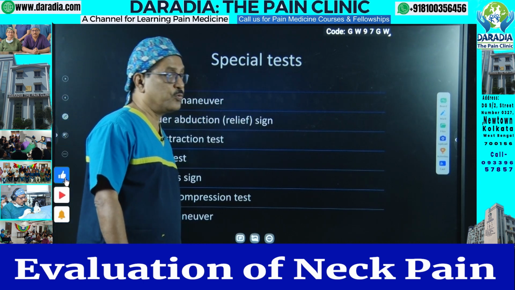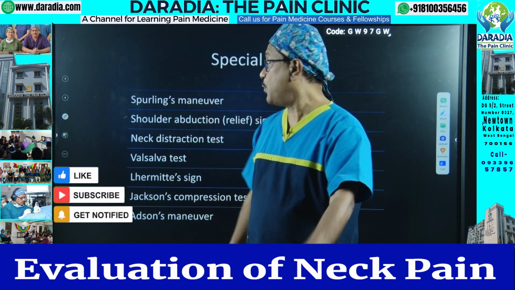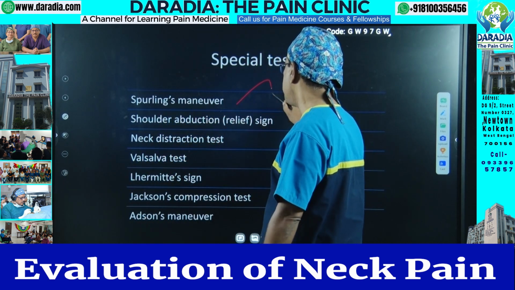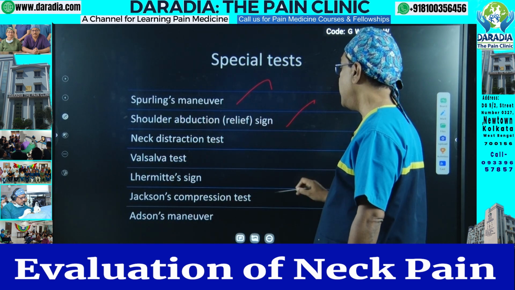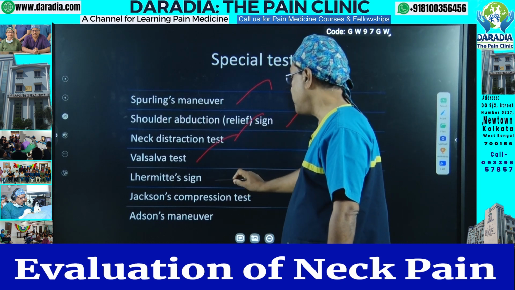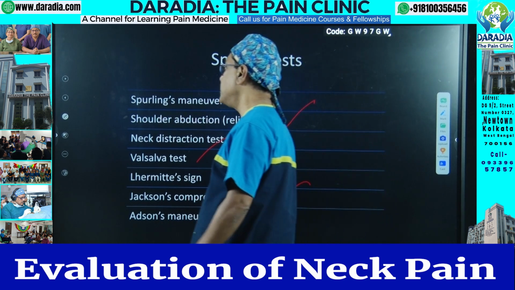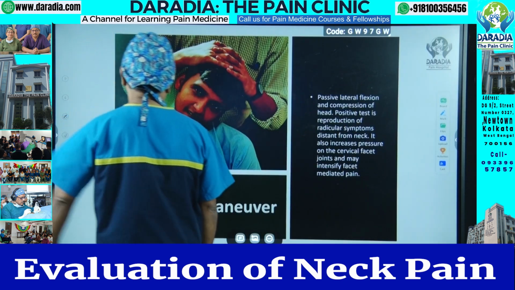And next come your special clinical tests. Special clinical tests are again very important, and this is the list: Spurling test, relief sign, neck distraction test, Valsalva maneuver test, Lhermitte sign, Jackson compression test, and Adson maneuver. We'll be coming to each of these special clinical tests one by one.